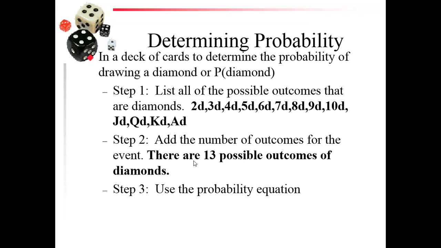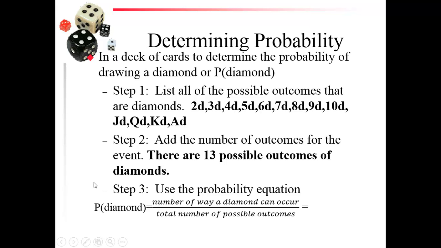Step 3 is to use that probability equation. The probability of picking a diamond is the number of ways a diamond can occur, so 13, out of the total number of outcomes. Well, there's 52 cards in a deck of cards. So 13 out of 52. And again, if you wanted to simplify that, this ratio simplifies to 1 to 4, an equivalent ratio. Because there's 4 different suits, so it makes sense. There's diamonds, spades, hearts, and clubs.